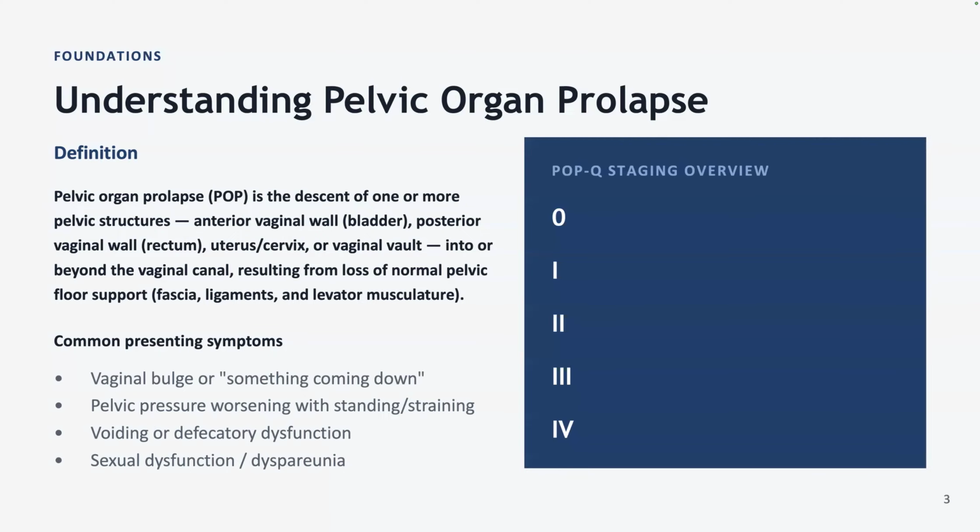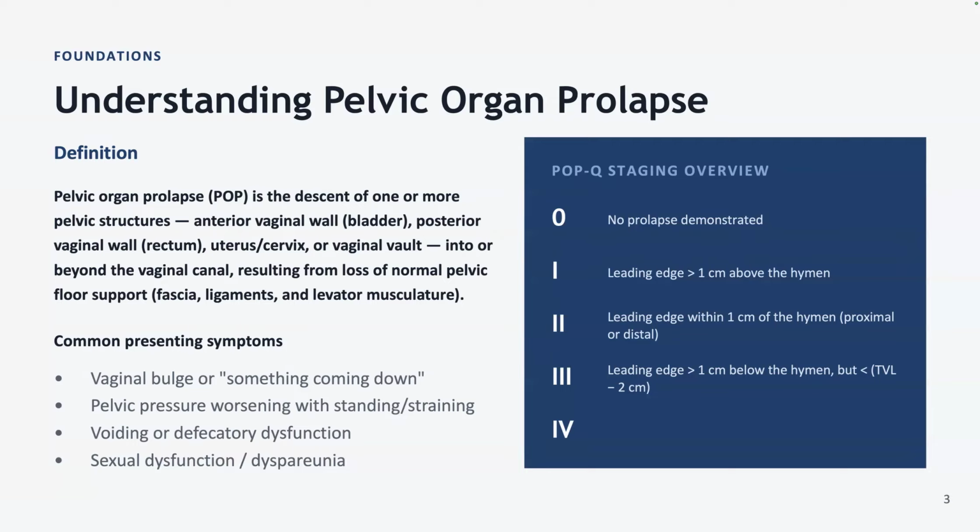Now, the POP-Q staging overview: stage 0 is no prolapse demonstrated; stage 1 is the leading edge more than 1 centimeter above the hymen; stage 2 is the leading edge within 1 centimeter of the hymen, proximal or distal; stage 3 is the leading edge more than 1 centimeter below the hymen, but less than TVL minus 2 centimeters; and stage 4 is complete eversion or procidentia.